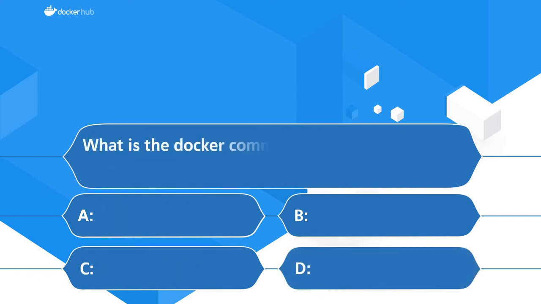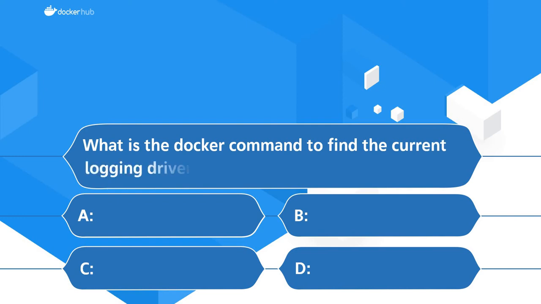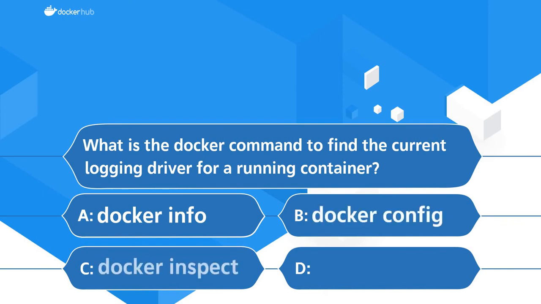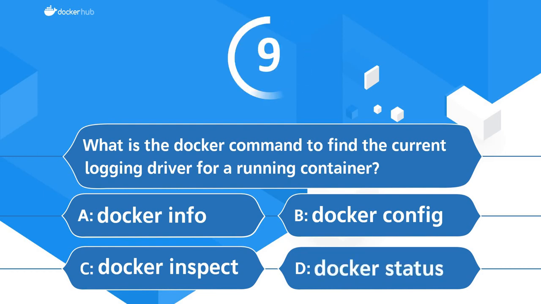What is the Docker command to find the current logging driver for a running container? A. Docker info. B. Docker config. C. Docker inspect. D. Docker status. Your time starts now.